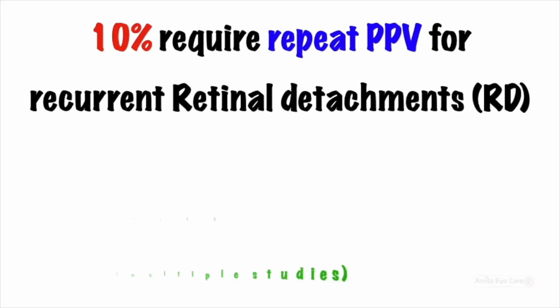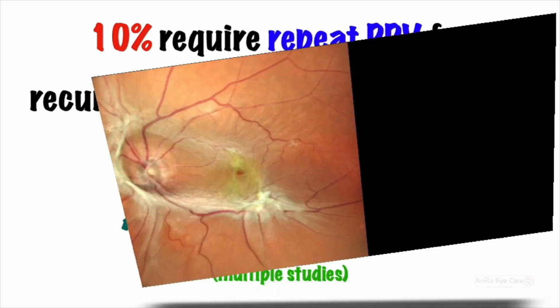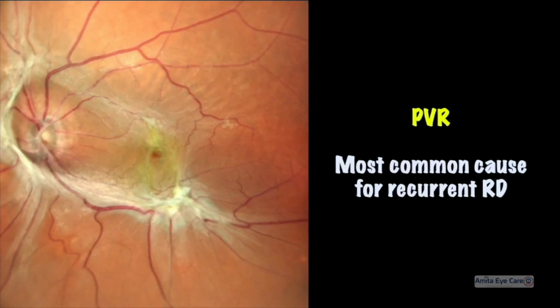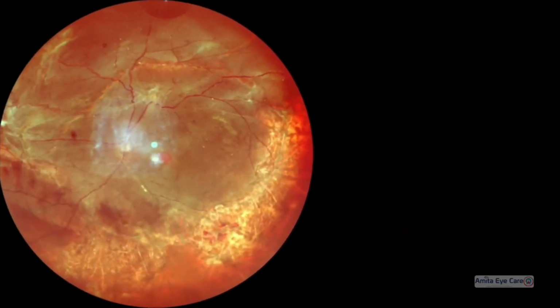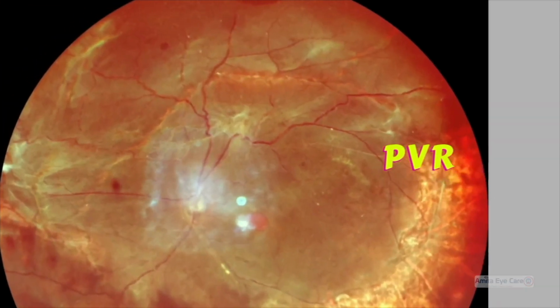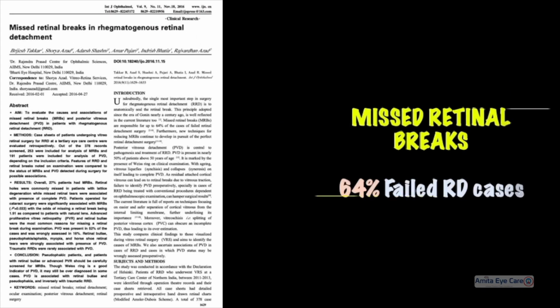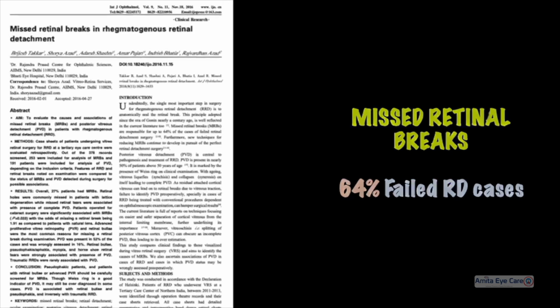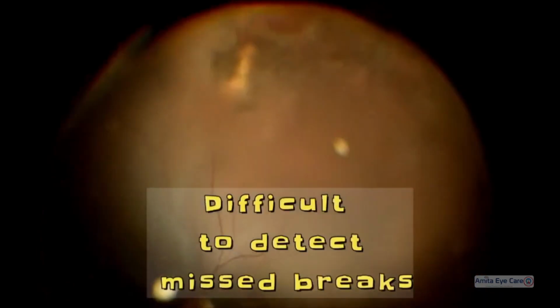Despite improvements in visualization systems and flawless techniques in vitreoretinal surgery, about 10% of cases still require repeat pars plana vitrectomy for recurrent retinal detachments. Proliferative vitreoretinopathy, or PVR, is the most common cause of recurrent retinal detachments. The other cause is retinal breaks, especially missed retinal breaks. According to a study, missed retinal breaks are the reason for 64% of failed RD cases.